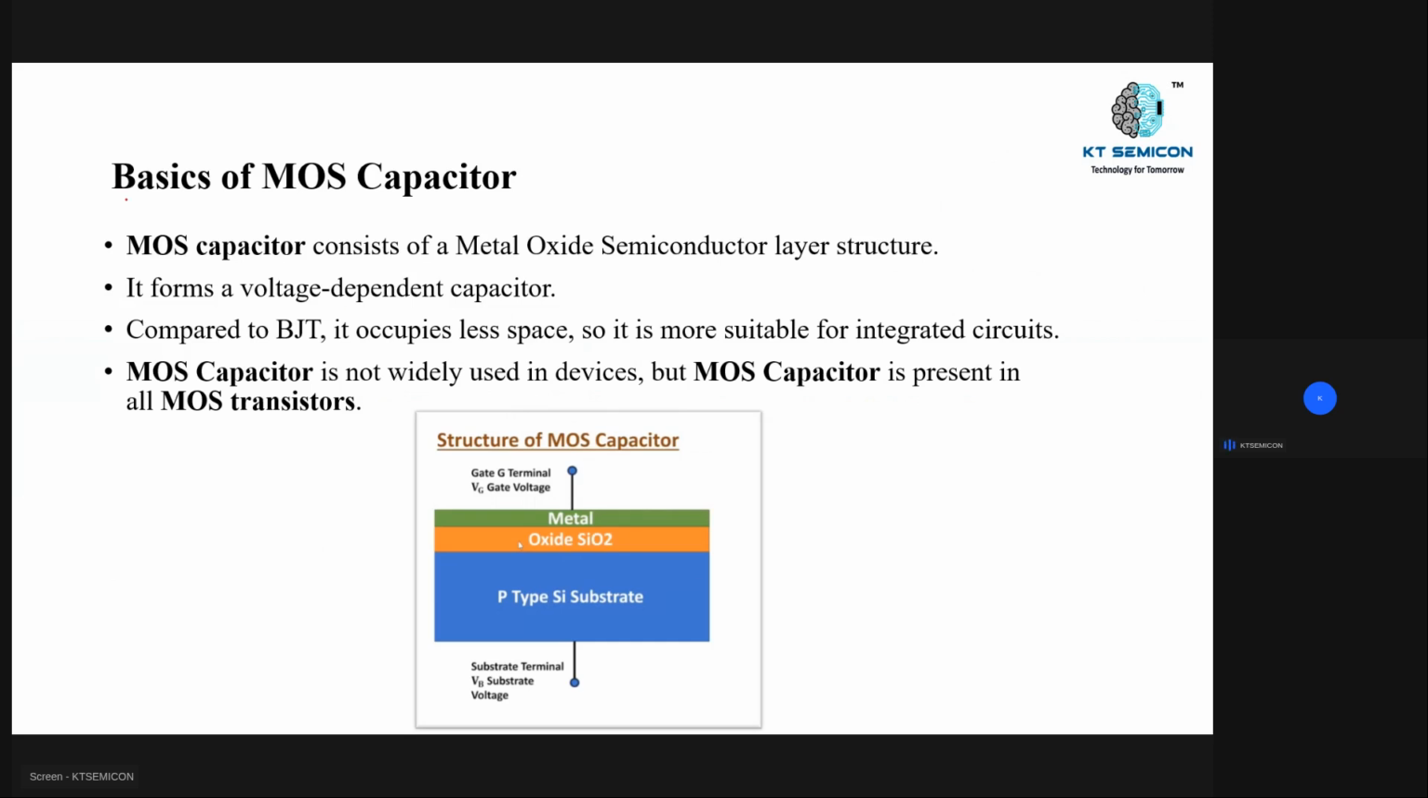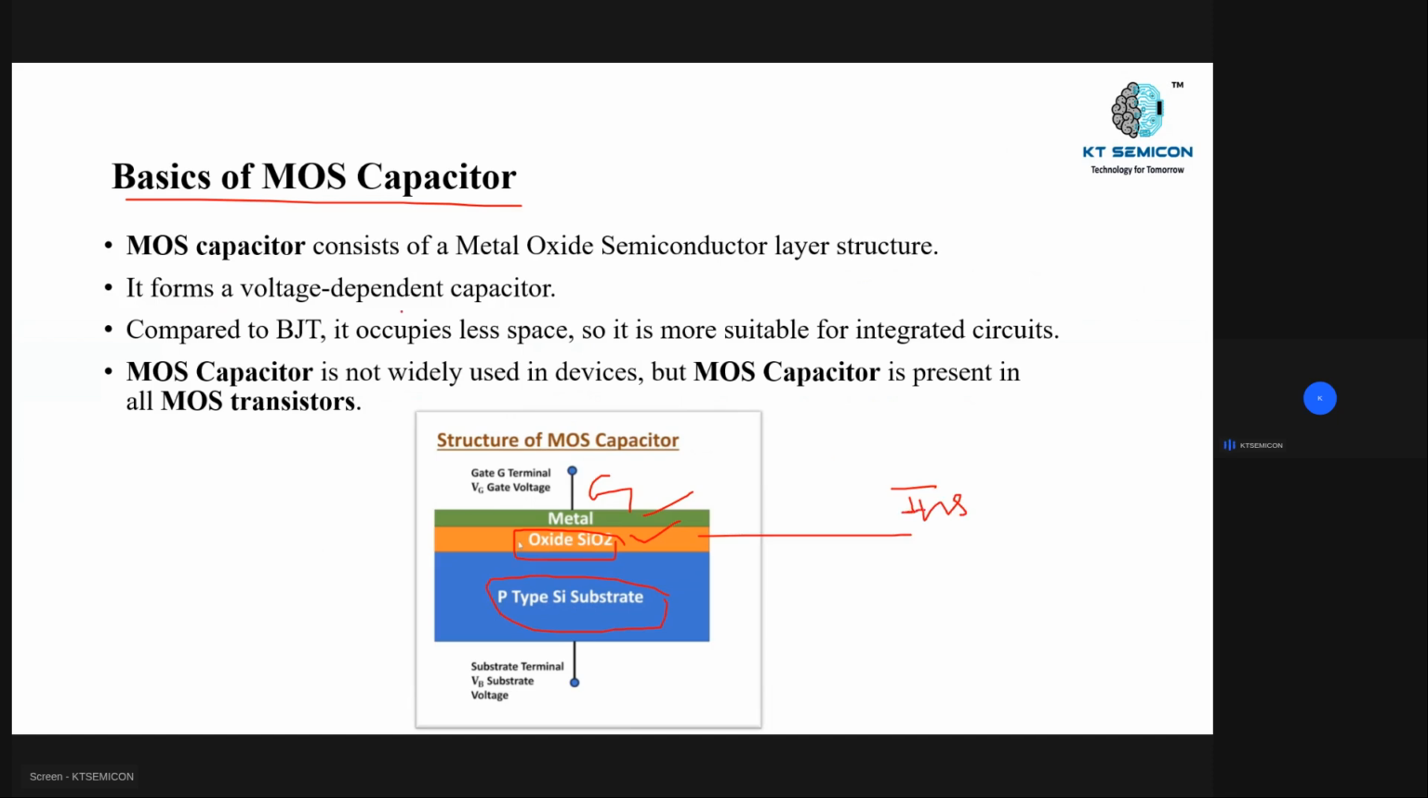So, some basics of the MOS capacitor. A MOS capacitor consists of a metal oxide semiconductor layer structure. See here, this is one layer, another layer, and another layer. This layer is the metal, and here we connect the gate terminal. Here I'm choosing a P-type substrate, and here we have one layer of SiO2, silicon dioxide, which acts as the insulator.